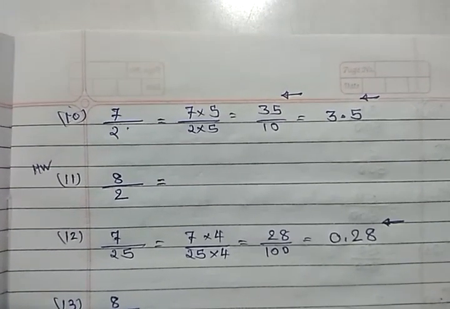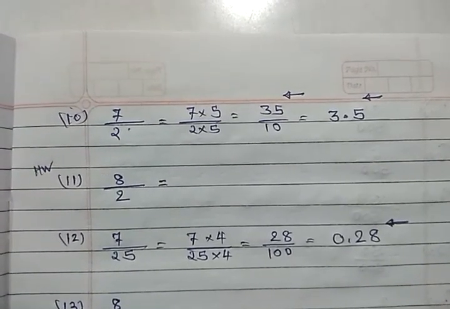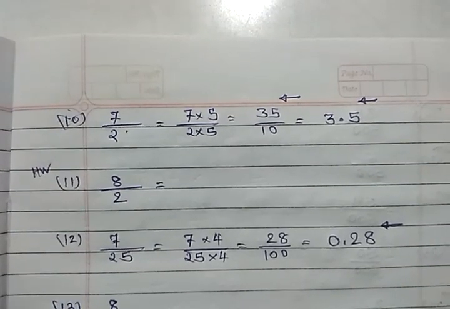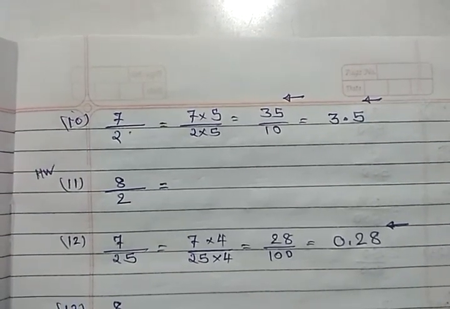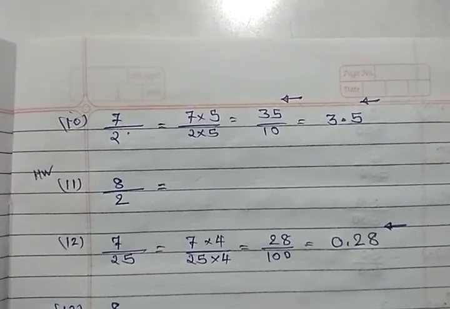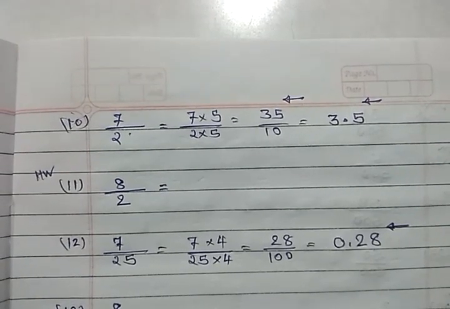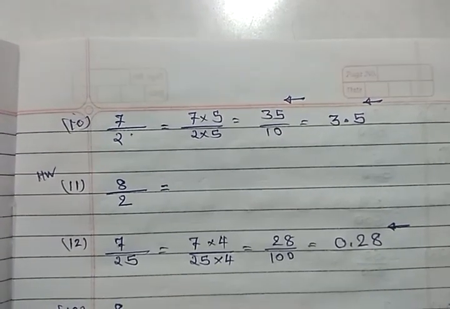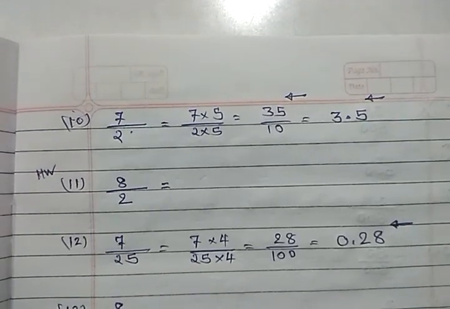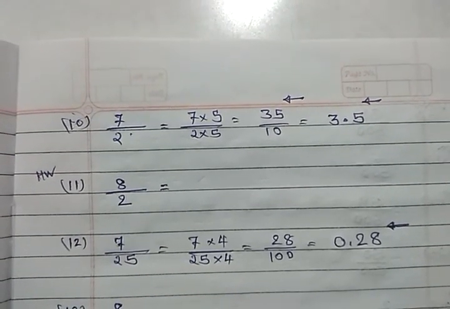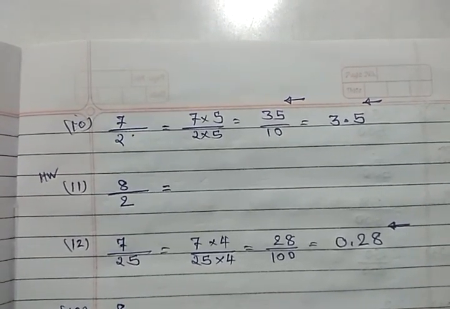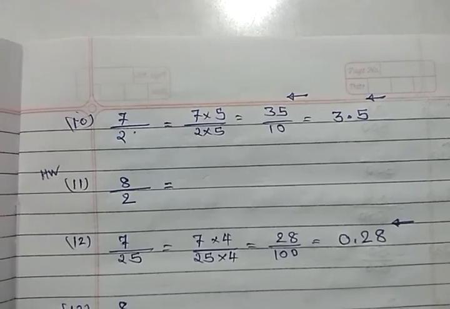Now 7 upon 2. 2 times how many is 10? 5. So you have to multiply in numerator as well as denominator by 5. Correct? So 7 fives are 35, 2 fives are 10, 35 upon 10 means 3.5, 1 decimal place.